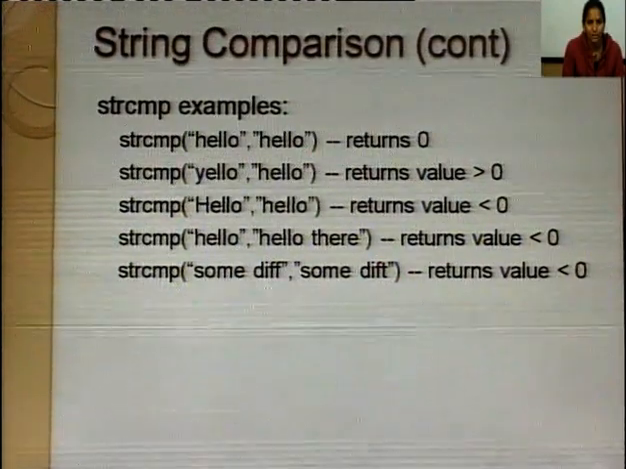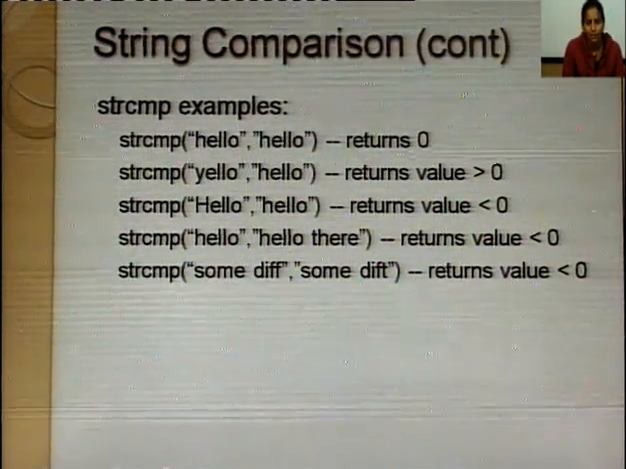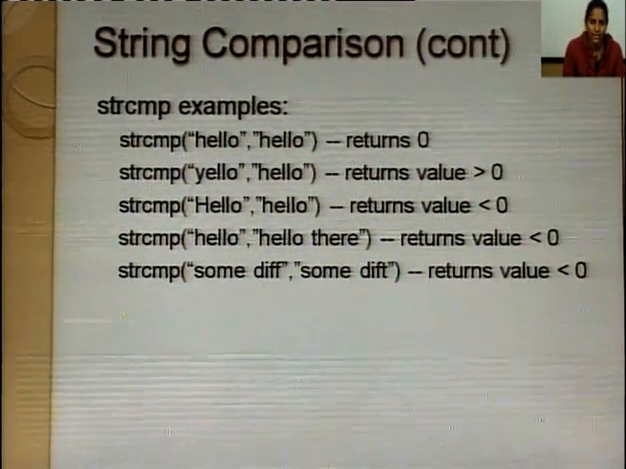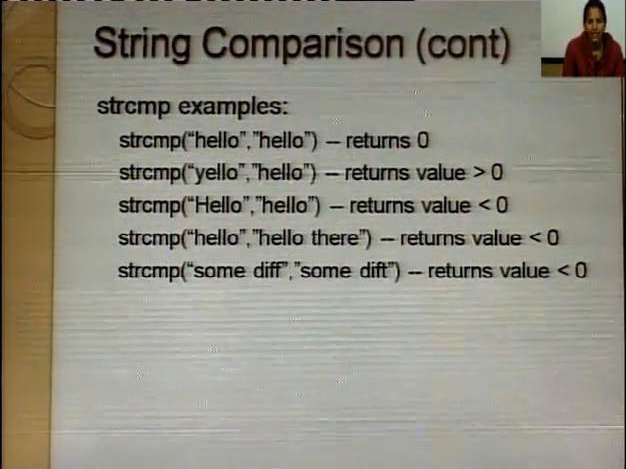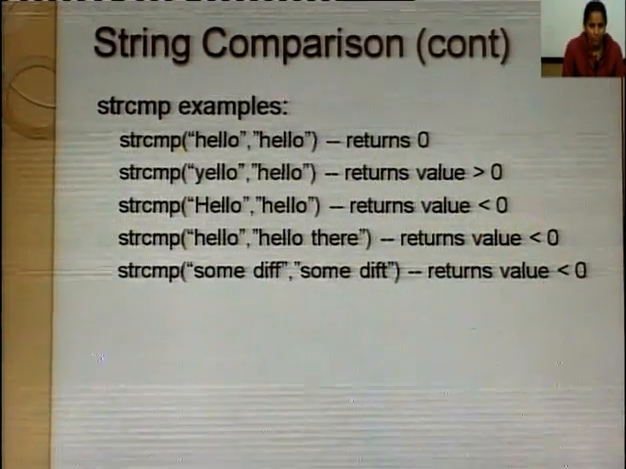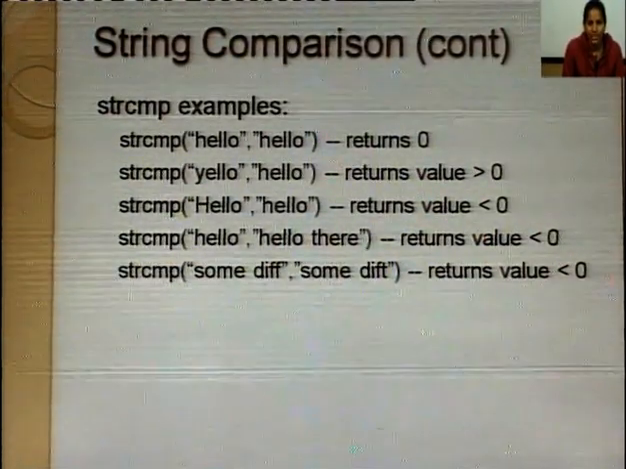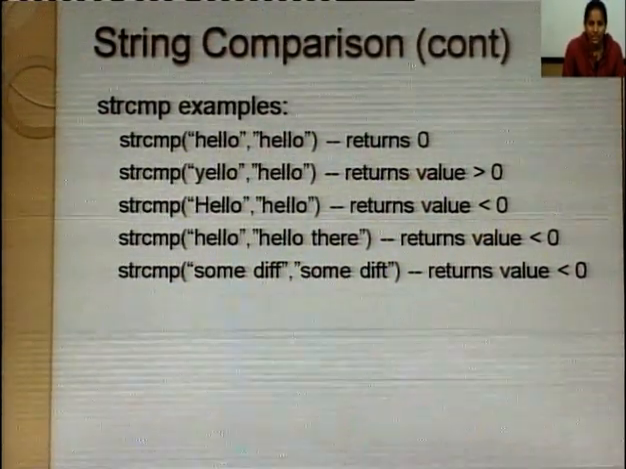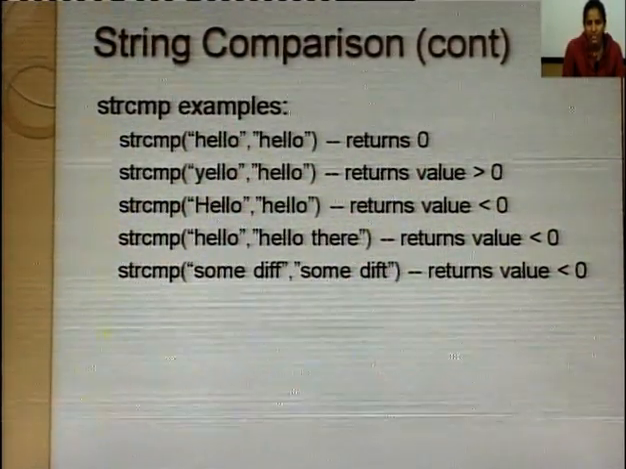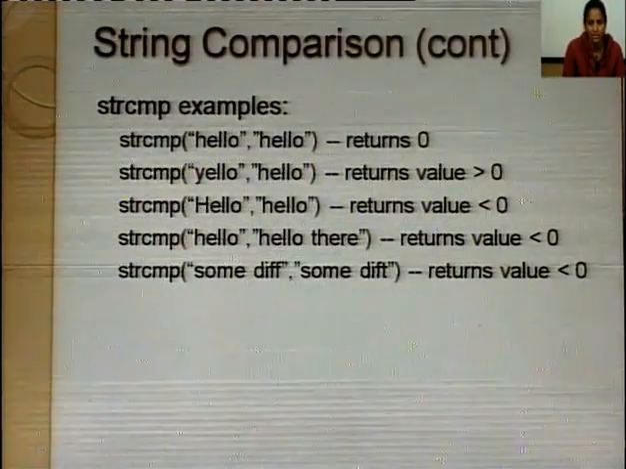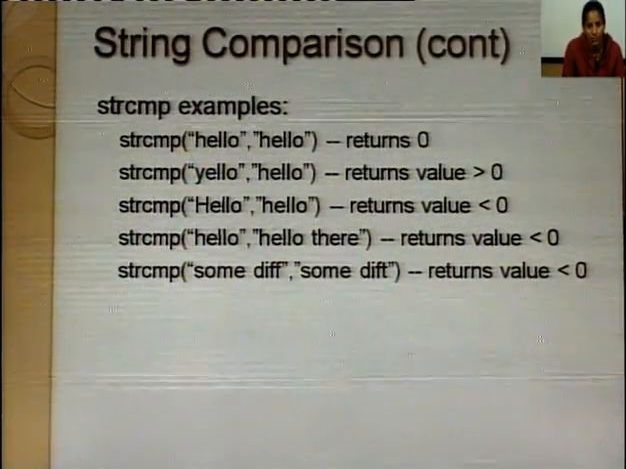strcmp("hello", "hello"). Here both are written in lowercase letters and both are the same, so it returns 0. strcmp("yellow", "hello"). In this case the first one is y and the second one is h, so str1's first ASCII value is greater than the second, so it returns a value greater than 0.